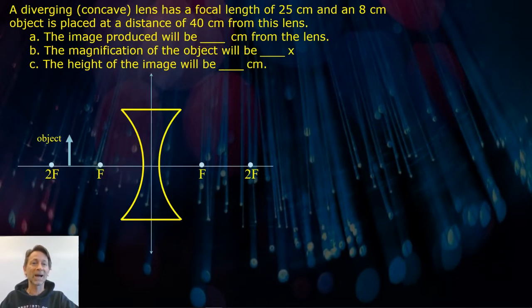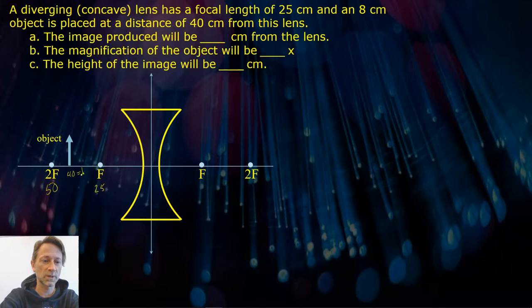Moving on, a diverging lens problem. A diverging lens has a focal length of 25 centimeters, and an 8 centimeter object is placed at a distance of 40 centimeters from this lens. So it looks like this has a 25 centimeter focal length. This would be then 2f would be 50. The object was placed out here at 40 centimeters, which is going to be my DO, and my height of the object is going to be 8 centimeters, right?